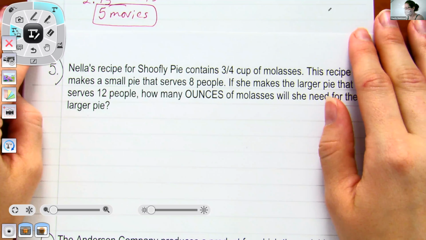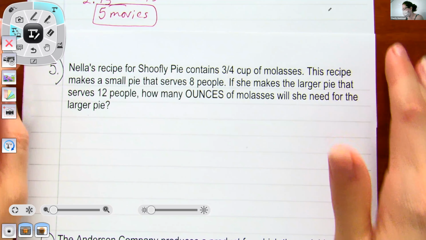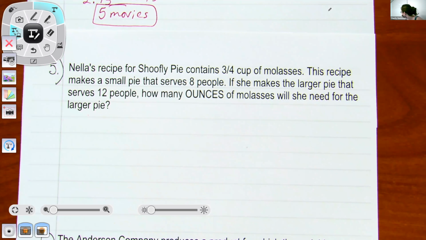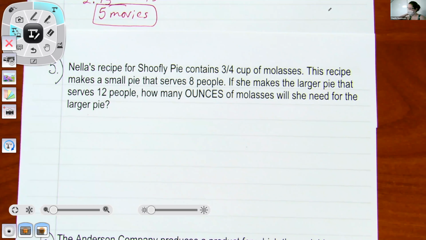Number 5, I like this problem. It's a good real application that I would use in my real life. And it's about pie, so who doesn't like pie? Says Nella's recipe for shoe fly pie contains 3/4 cup of molasses. This recipe makes a small pie that serves 8 people. If she makes a larger pie that serves 12 people, how many ounces of molasses will she need for the larger pie?